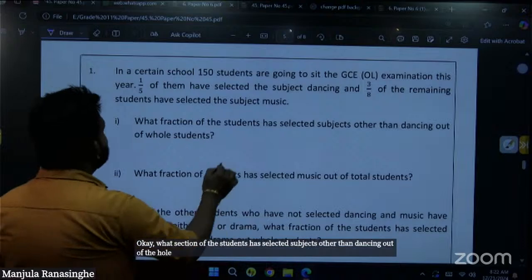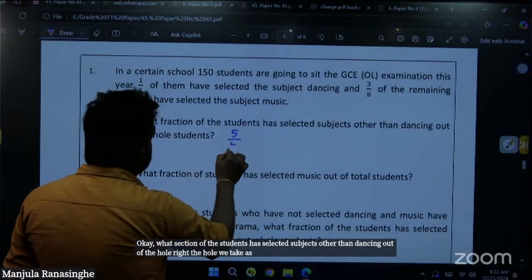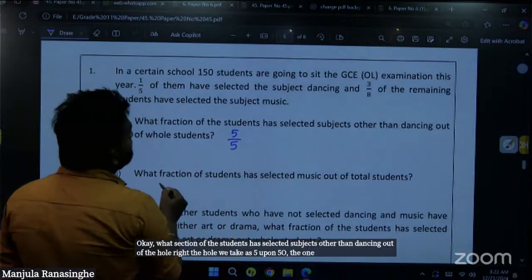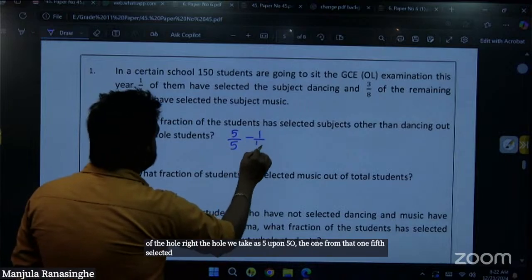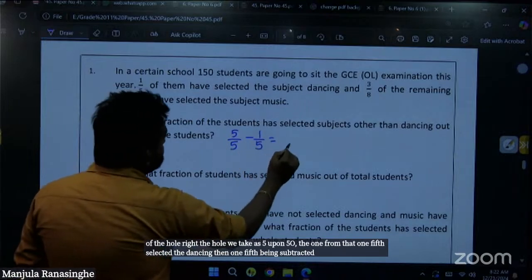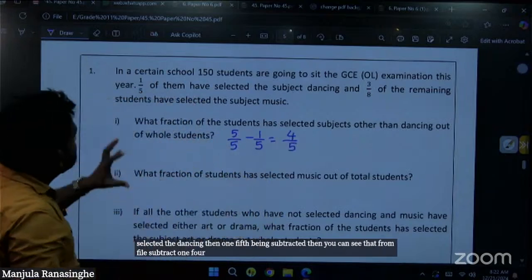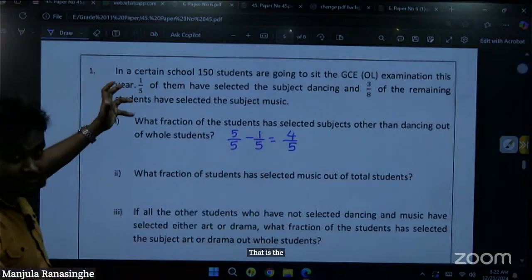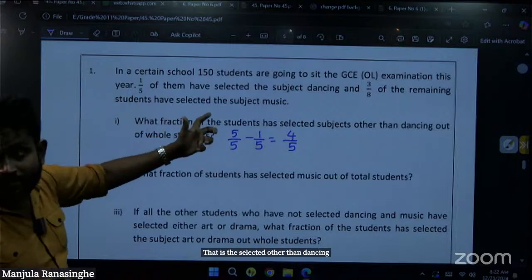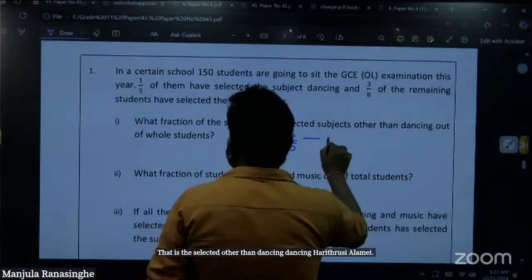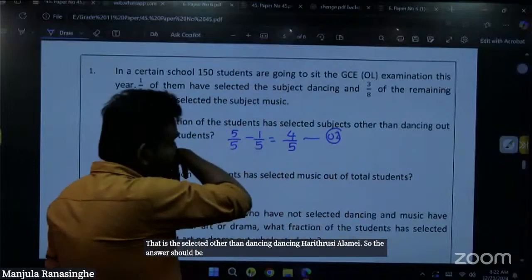The whole we take as 5/5. The 1/5 who selected dancing is subtracted. From 5 subtract 1, we get 4. So that is the fraction who selected subjects other than dancing. So the answer should be 4/5. You have 2 marks.